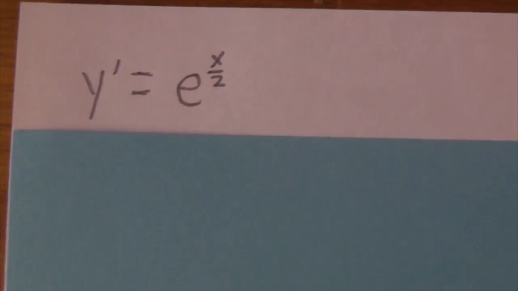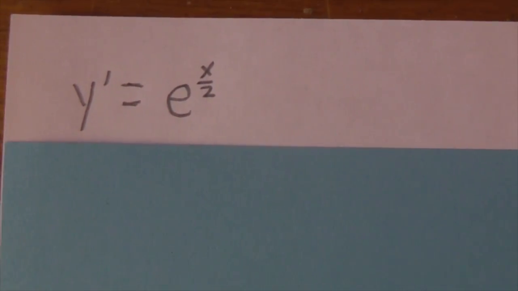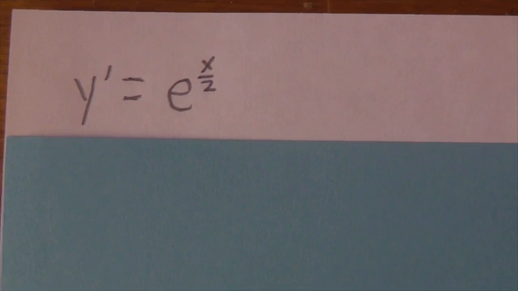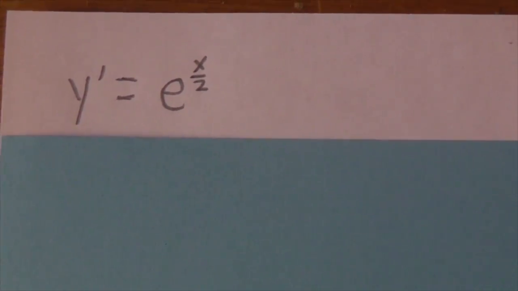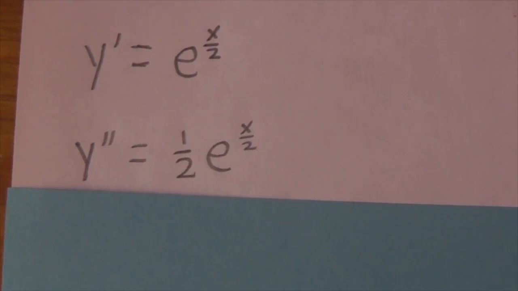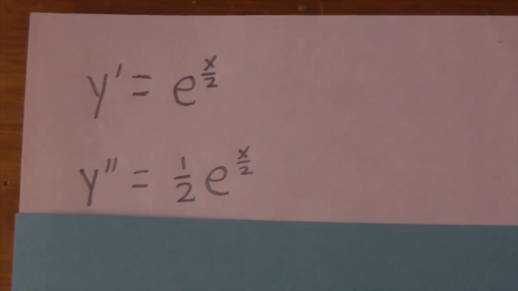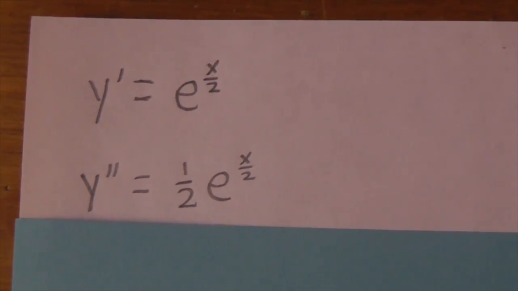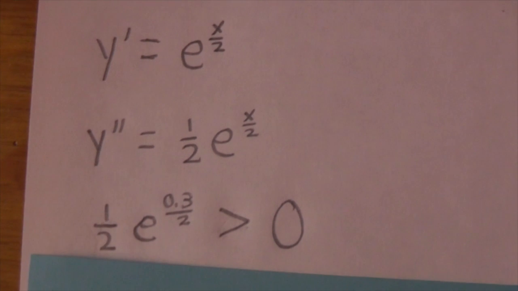We do this by finding the second derivative. We know that y prime equals e to the x over 2, so y double prime is the derivative of that. We take the derivative and get y double prime equals 1/2 e to the x over 2. If we plug in 0.3 for x, we get a positive value, which means that the graph is concave up for x equals 0.3.